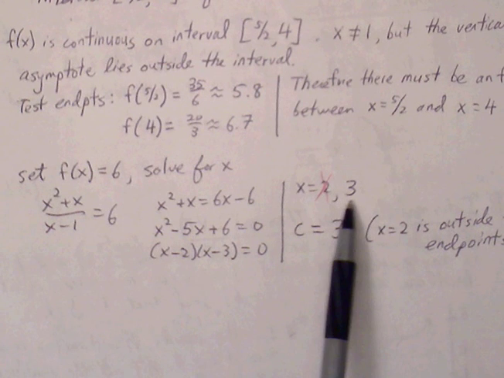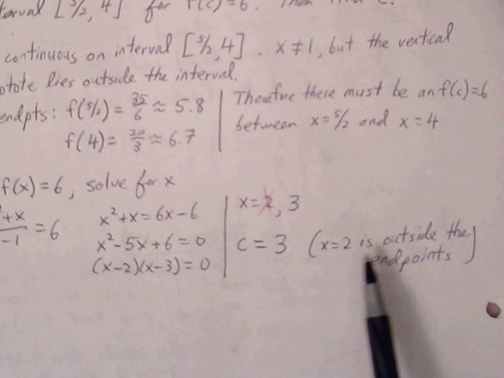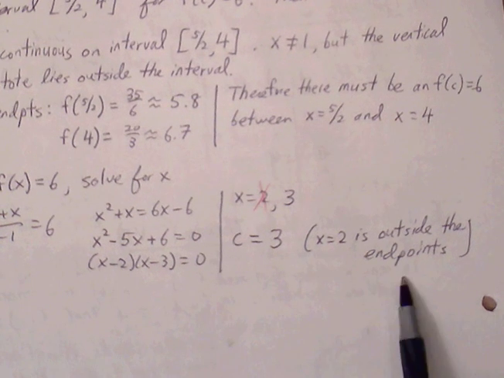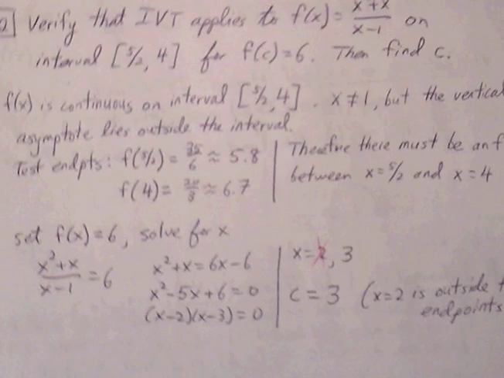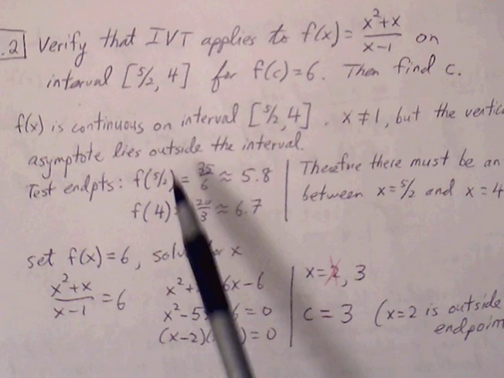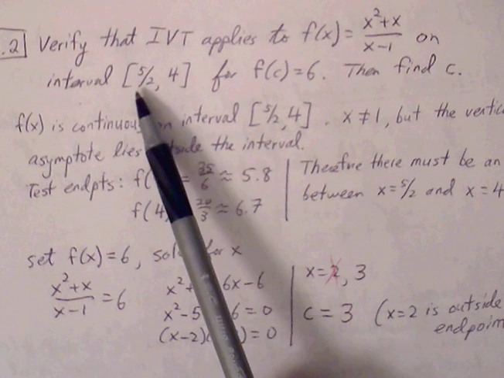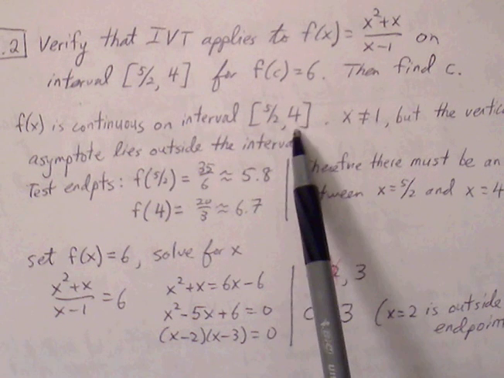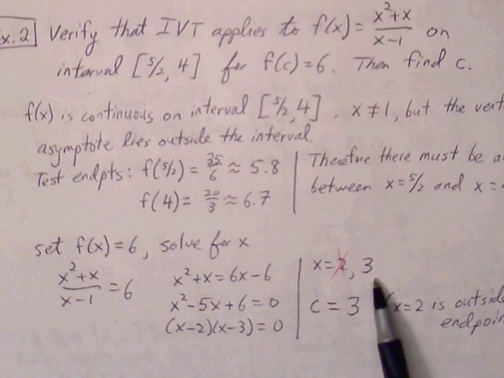However, we have to remove 2 because x equals 2 is outside the endpoints. We're only asking about the graph reaching 6 between the endpoints of 2.5 and 4. And we see 2 is outside the interval 2.5 to 4. So only 3 will be our solution. So c is equal to 3.